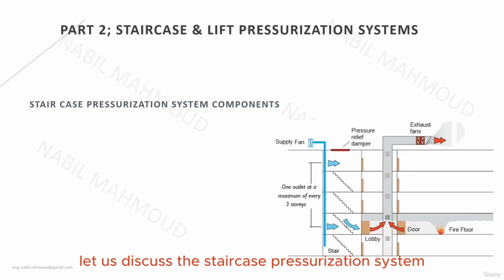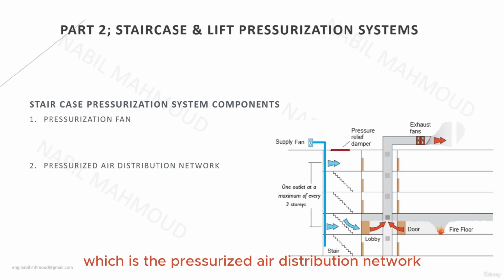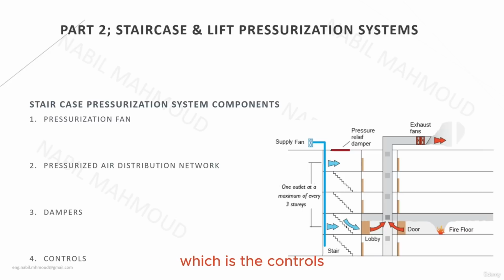Let us discuss the staircase pressurization system components. The staircase pressurization system mainly consists of four main components. The first component is the pressurization fan, the second component is the pressurized air distribution network, which is the ducting and the grills, the third component is the related life safety dampers, and the fourth and last component is the controls.